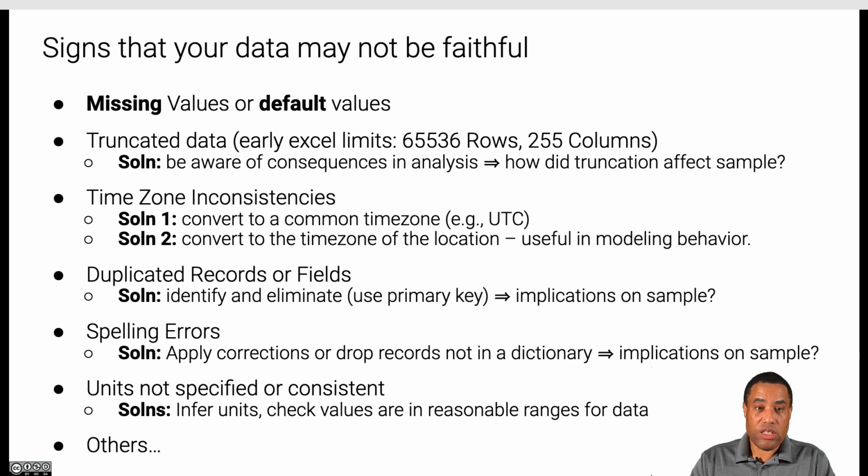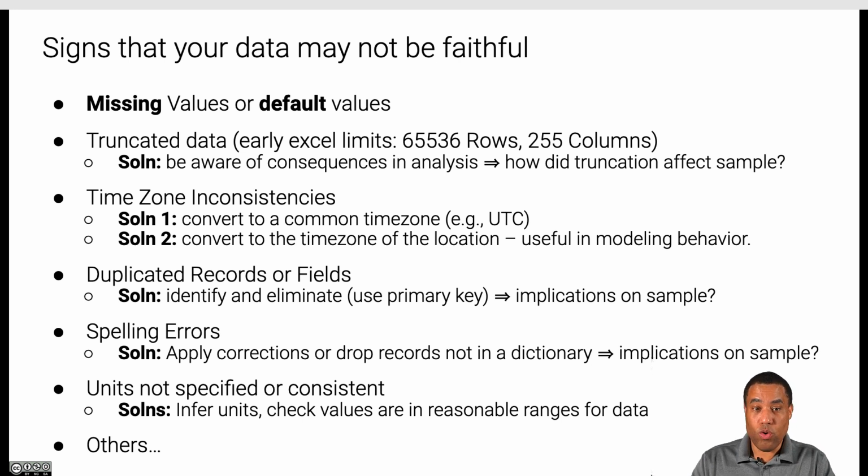Another sign would be time zone inconsistencies. And here there are two solutions. One is to convert everything to a common time zone, say, to UTC. The second solution is to convert to the time zone of the location that you're interested in understanding. And this is important if you're trying to model behavior. Right? If you're trying to look at what people do at lunchtime, well, converting everything to UTC isn't really going to be helpful because noon is going to be some different time.